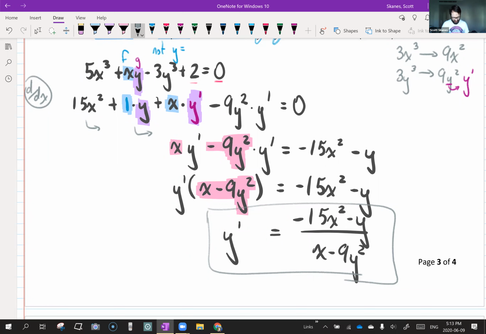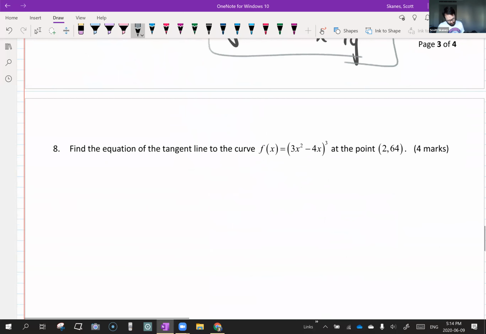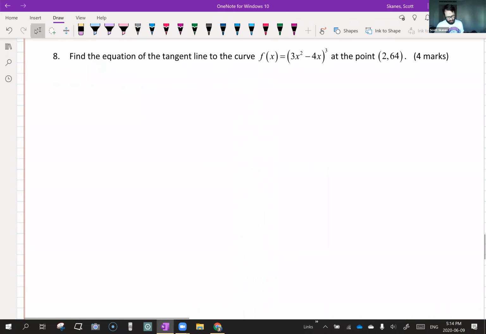Okay. Let's do the last question and we'll be done, okay? We'll be done the unit, so let's make it count. Final question. Find the equation of the tangent line to the curve. Should end strong, this should be easy. Equation of the line tangent to the curve at the point given, and it's a 4-mark question. All right, let's follow our recipe. First step. What's it going to be? What's the first step?